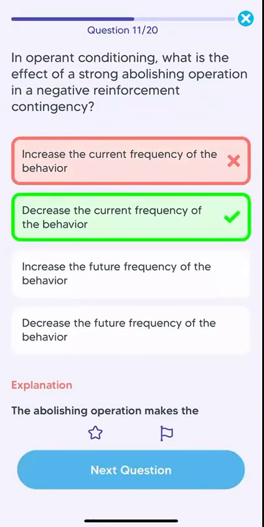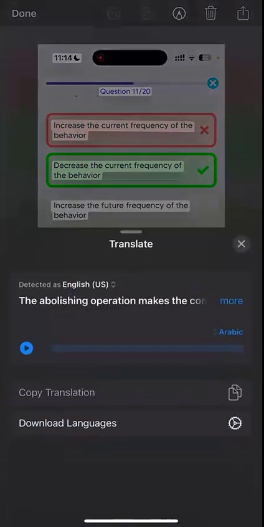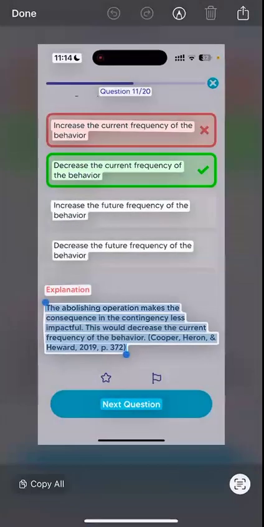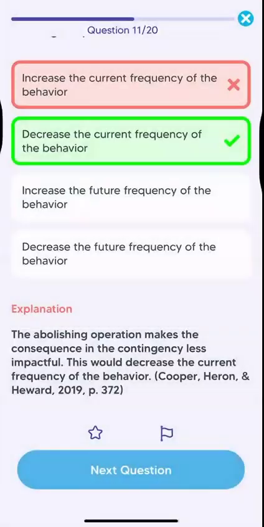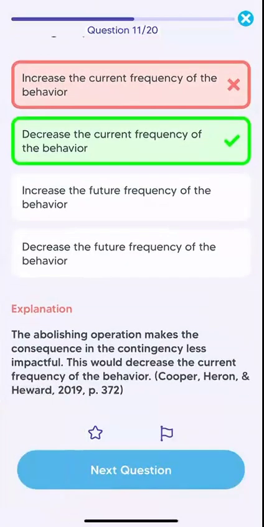He said the abolishing operation makes the... let me take the picture. Wait. Let me take the picture because you'll remove it now. Then I couldn't be able to read. Okay. Yeah, I couldn't see anything. Now you couldn't? Where do I go? Okay. Now, the abolishing operation makes the consequence in the contingency less impactful. This would decrease the current frequency of the behavior.